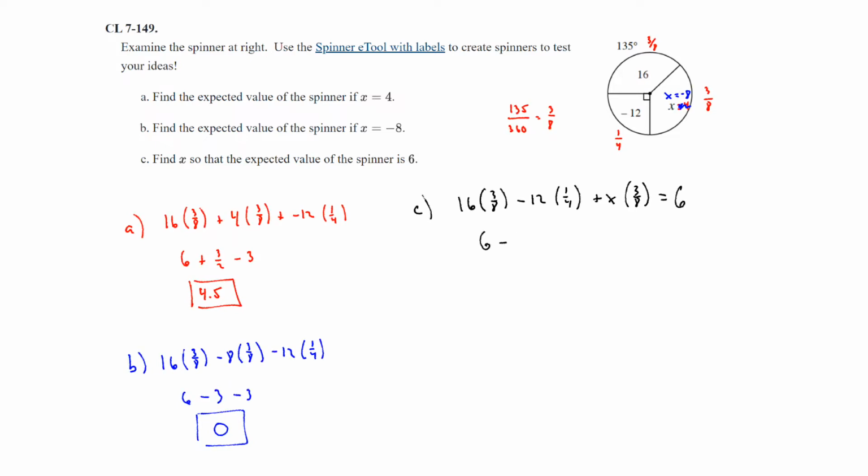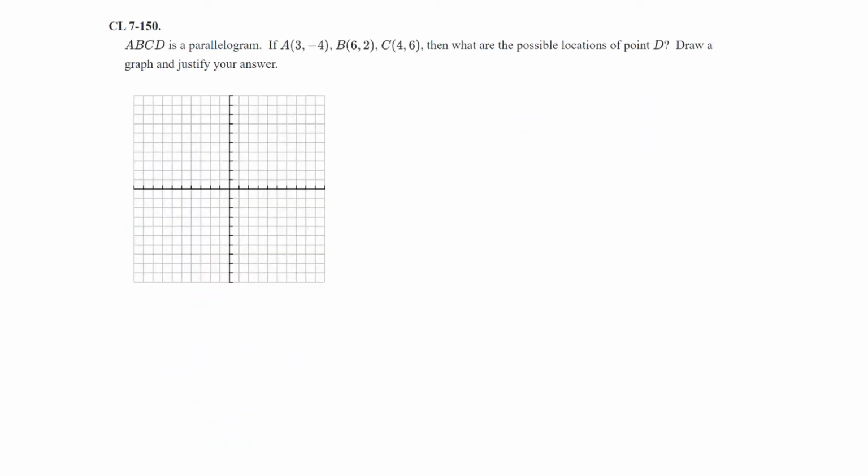So this will be 6 minus 3, and then this will just be plus 3/8 x is equal to 6. So 6 minus 3 is 3. So 3 plus 3/8 x is equal to 6. Subtract the 3. And we're just solving a linear equation. Multiply by 8, divide by 3, and x is equal to 8. So if we want the expected value to be 6, then we need the x value to equal 8.